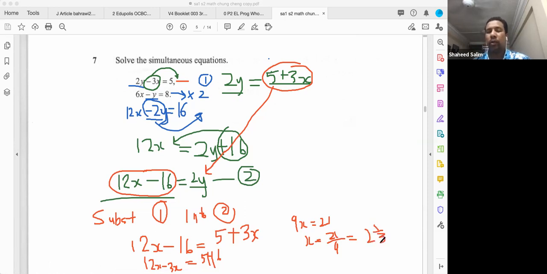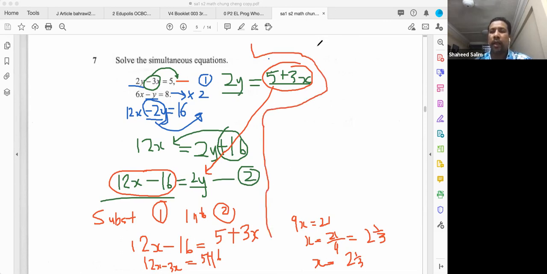So now you substitute this value, x equals to 2 1/3, into either 1 or 2, you choose. So now let us see down here. I will draw the line here. You can put the instructions like this: substitute x equals 2 1/3 into one of these. So maybe I put into 1.